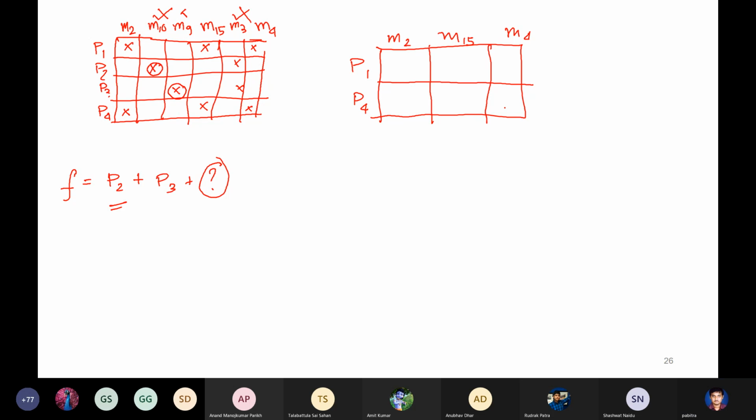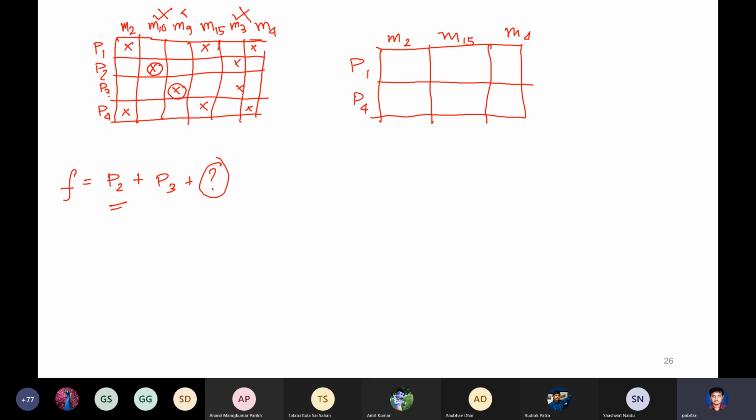Is it so? Because see, let me tell my final goal. Final goal is I have to pick up certain rows so that using the crosses I cover all the columns. And I say row P2 and P3 are essential. They have to be there because there is only one entry in the corresponding column. So if P2, P3 are there, some other columns are also covered. So they are already covered. So the columns which are not covered yet are M2, M5, M15, M4.